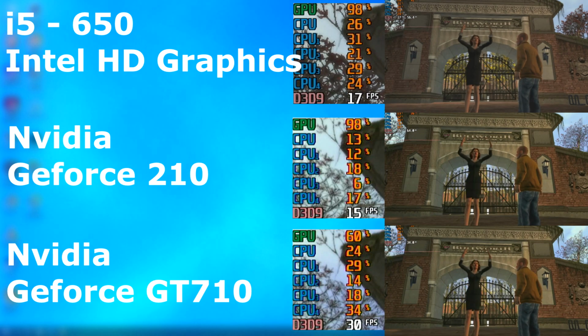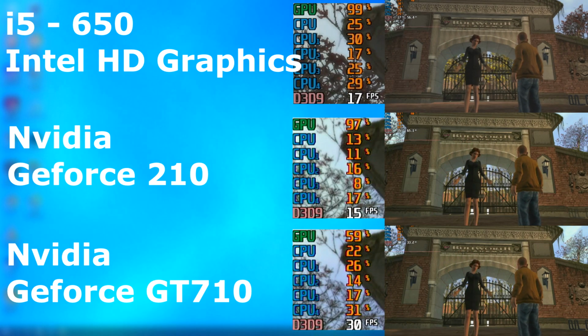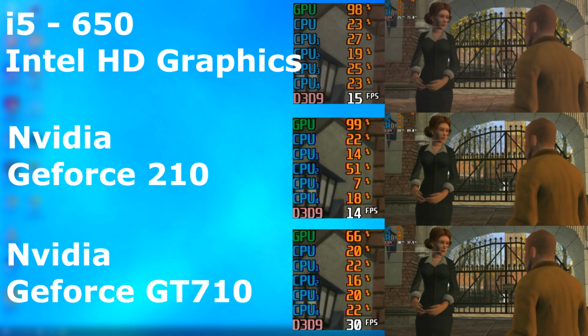Bully seemed to max out at 30 FPS. Even with VSync off, it was just locked in at 30 FPS for the 710, and as you can see by the 710's GPU usage, it really didn't have to work too hard.